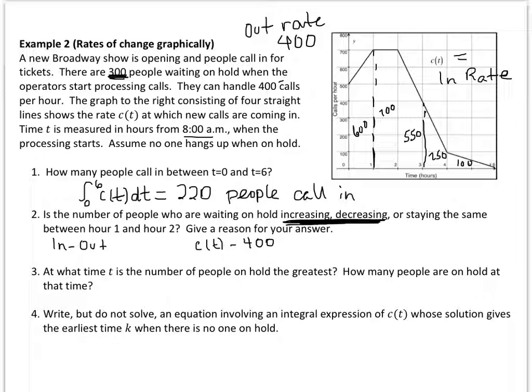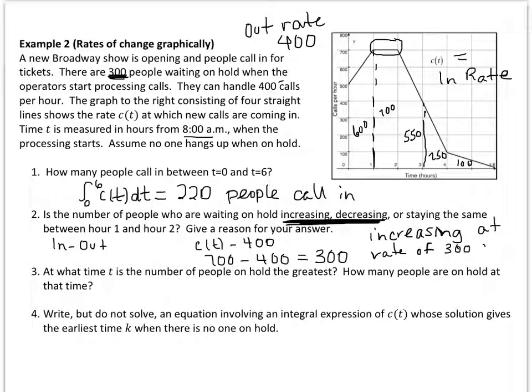So if I look anytime between hour 1 and hour 2, I can see that my in rate is 700. I'm just reading, I'm not finding an area there, I'm just reading that y value. So the calls are coming in at 700 calls per hour in that time period, being processed at a rate of 400 calls per hour. That gives me a positive 300 left over. So the number of people on hold is increasing, since my overall rate of change is positive. And in fact, if I wanted to be really specific, I could say it's increasing at a rate of 300 calls per hour, which seems like a lot.